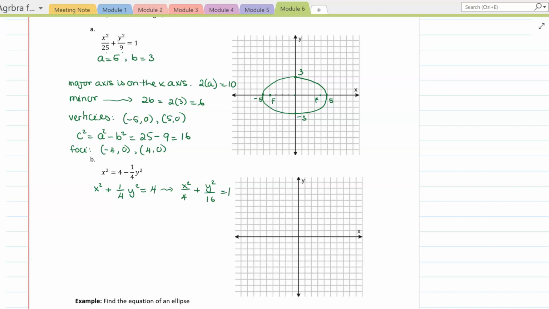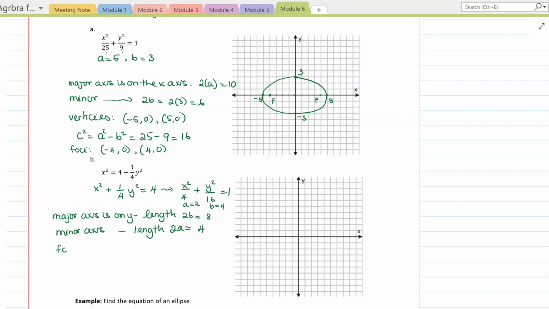So this has the major axis on the y-axis. Here b equals 4 and a equals 2, and the major axis has the length of 2b, and that is 8. The minor axis is on x, and it has the length of 2a, that is 4.